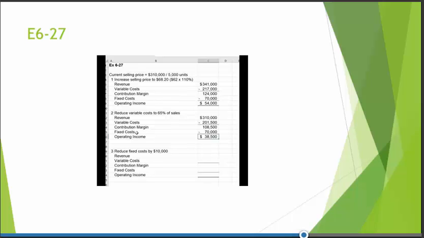So as you can see, this one already is giving us lower operating income than our option 1. And we saw that with that contribution margin being lower.